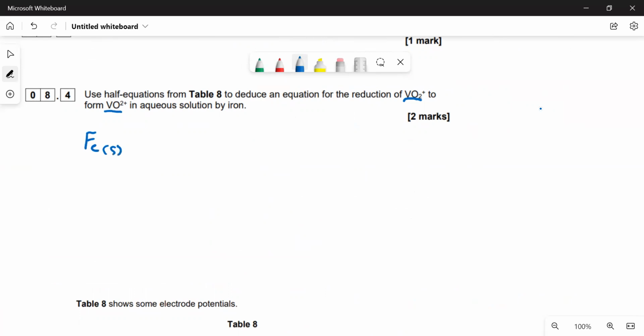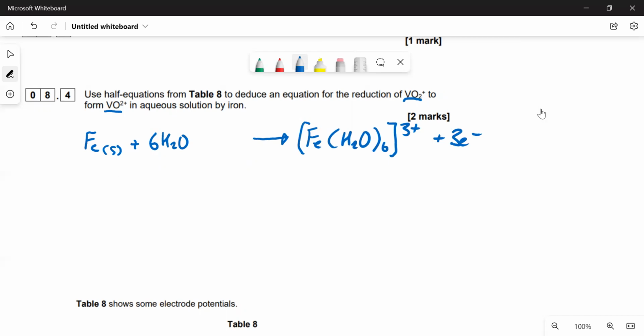So the iron is going to go from Fe solid, and then you're going to have 6 waters, and that's going to lose 3 electrons to form Fe 3 plus, put 3 electrons there. The dioxide of vanadium one is more straightforward. We've got VO2, and we need 2 protons, 1 electron to give us that, and a water. So we're going to have to times this one by 3 and add them together.